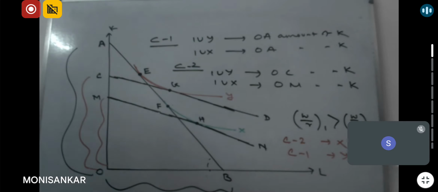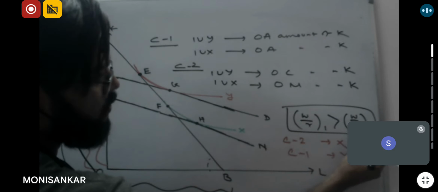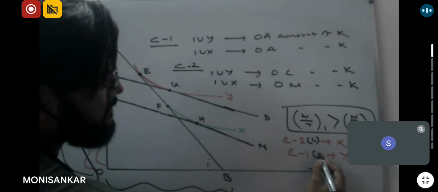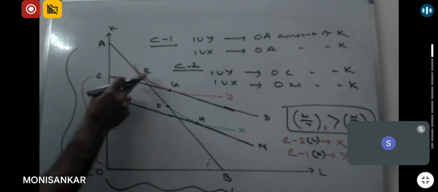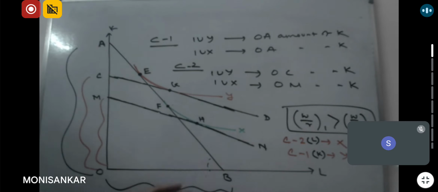And we already considered that we start our diagram and everything by taking W by R is lower in country 2. So labor abundant, capital abundant. And according to our graph, Y is capital intensive, X is labor intensive. So this is your HO theorem by taking price definition. That means where the W by R is lower, the country should go for labor intensive technique.